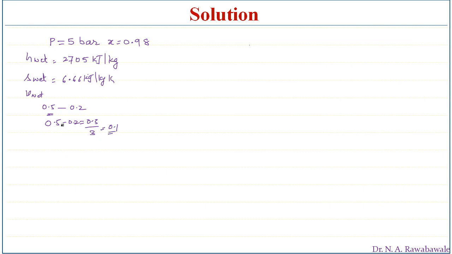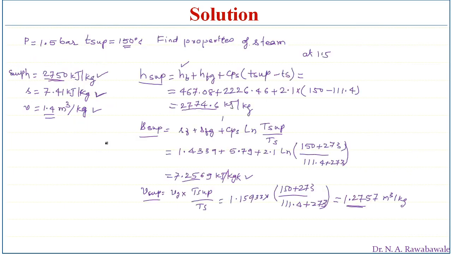So that means 0.5 minus 0.1, the specific volume will be approximately 0.4 meter cube per kg. Is it clear how we got this 0.4? So this distance between 0.5 and 0.2 is, after subtraction, 0.3. So we divided it into three parts. Why did we divide it into three parts?